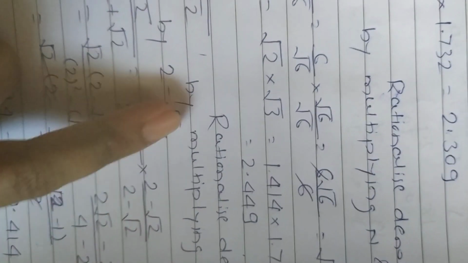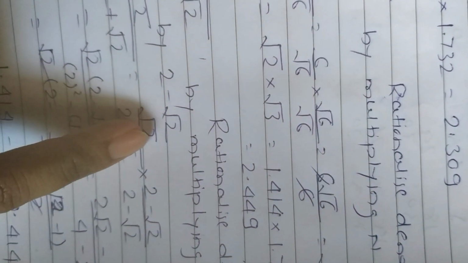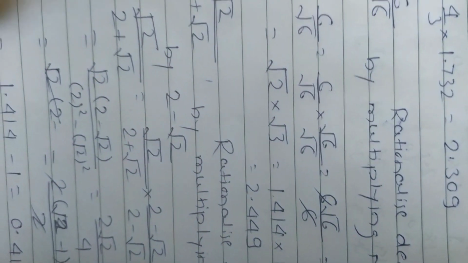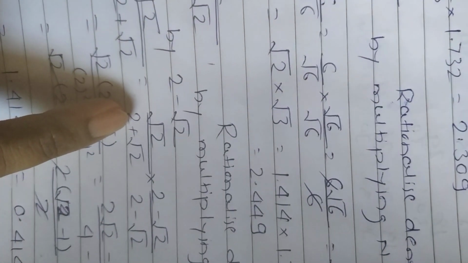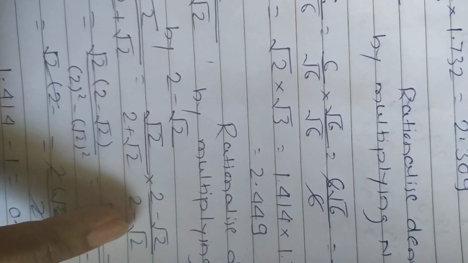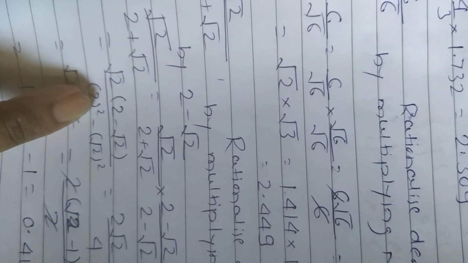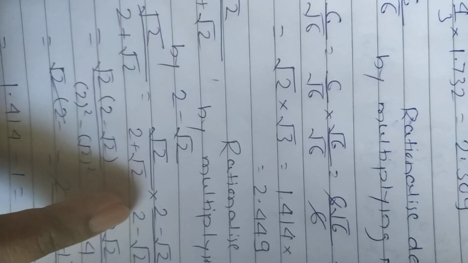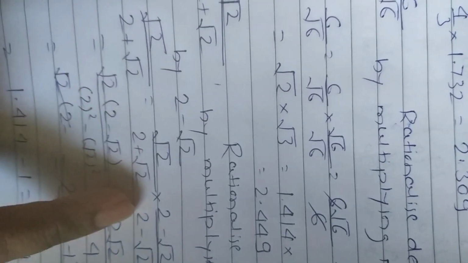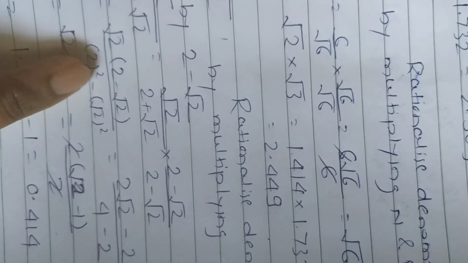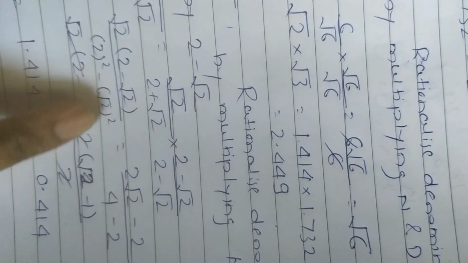So here we multiply numerator into numerator, and denominator into denominator. Here it is a plus b, and here it is a minus b. We get a plus b into a minus b as an expansion form, a square minus b square, right? So this is 2 square, that is 4, and root 2 square is 2.